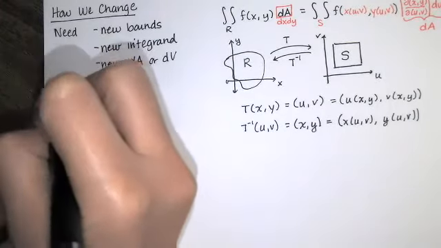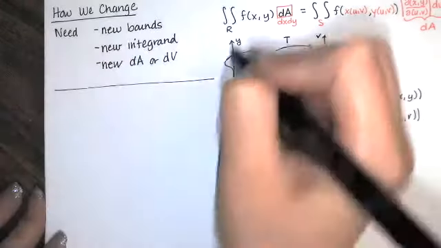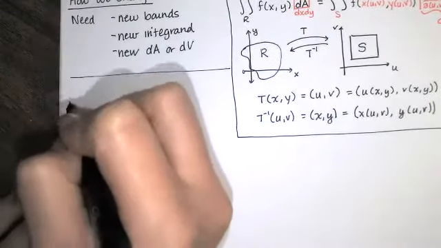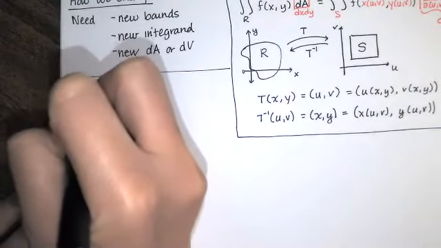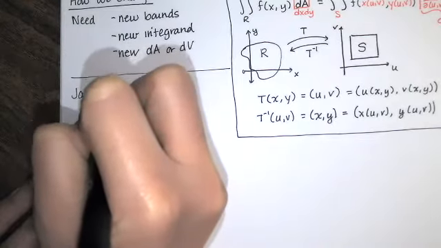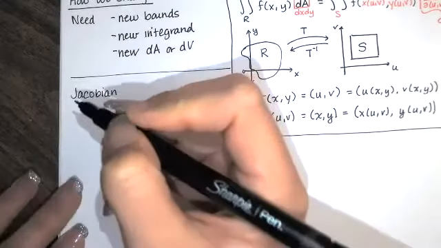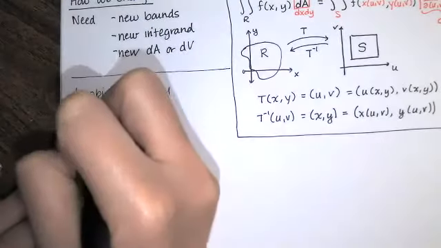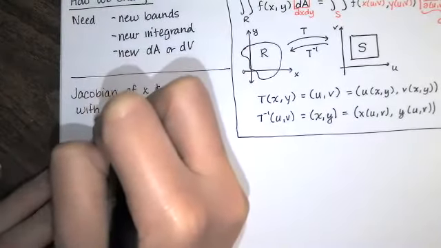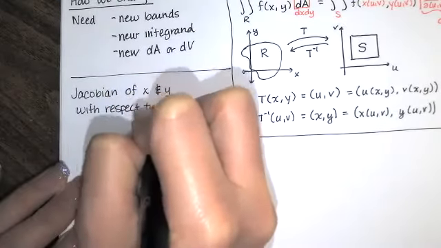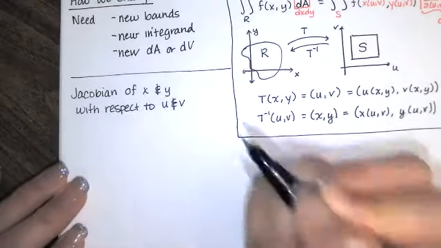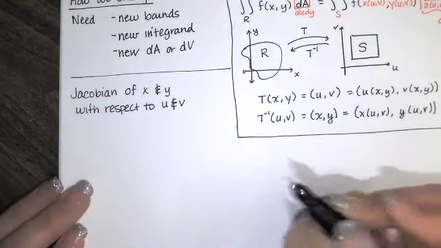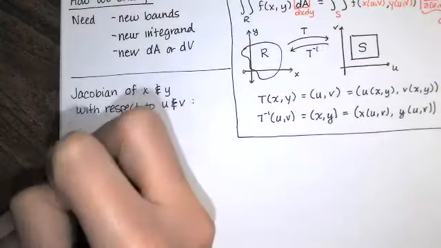Actually, I think I'll do it right here. This is called the Jacobian of x and y with respect to u and v. It's denoted this way.